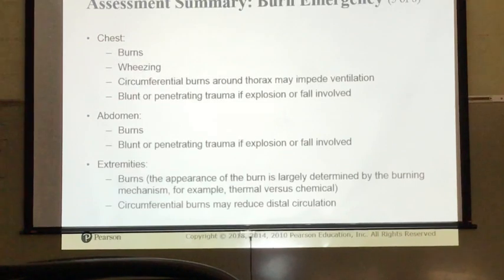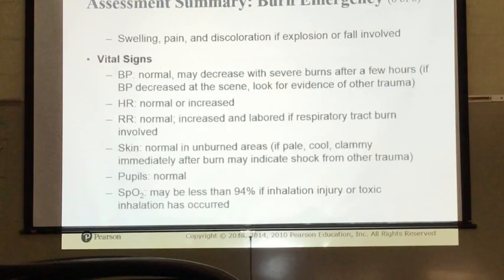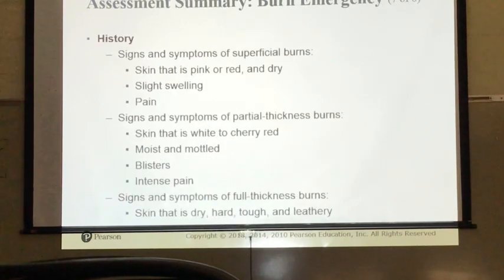Alright, blunt or penetrating trauma. If an explosion happened, check that out on the chest. Circumferential burns around the thorax, chest ventilation, blunt or penetrating trauma to the abdomen and extremities. Circumferential burns reduce circulation. Blood pressure can be normal, high, or low. Alright, heart rate, normal or increased. Respiratory rate, normal or increased. Skin, normal if it's unburned, or whatever the burn looks like. Pupils, normal. SpO2 maybe less than 94%.